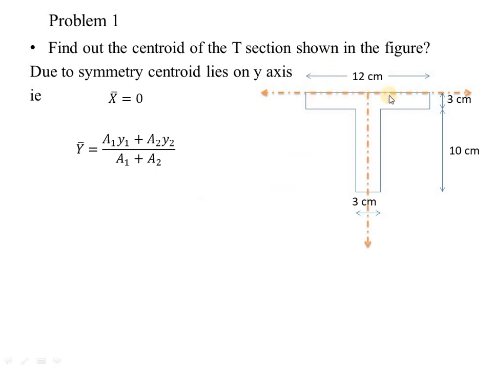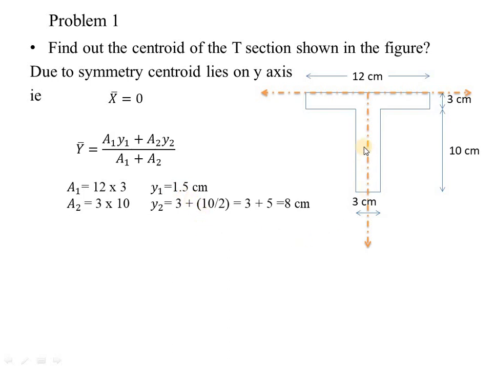So, let us consider this flange section. This is called the flange and this is called the web of the T-section. First of all, let us consider the flange section as section 1. That is a1. So, what is a1? a1 is equal to 12 into 3 and a2 is equal to 10 into 3. So, we got a1 and a2. Now, for the equation, we have to find out the values of y1 and y2. What is y1? Here is our axis. So, y1 will be located at the center of this flange rectangle. That is 3 by 2. So, y1 is equal to 3 by 2, equal to 1.5 centimeters.